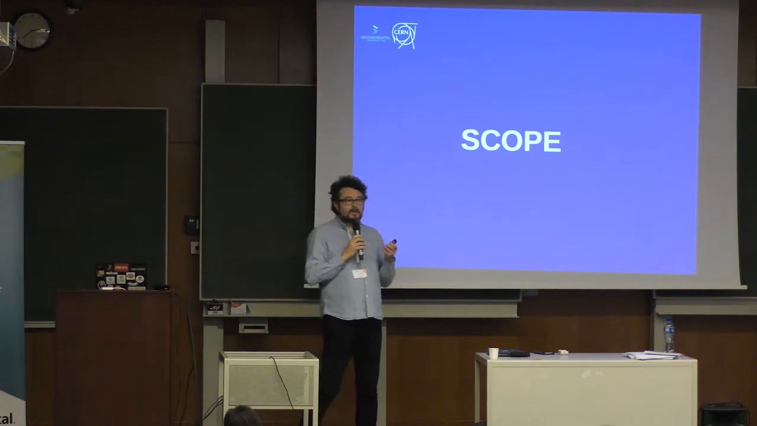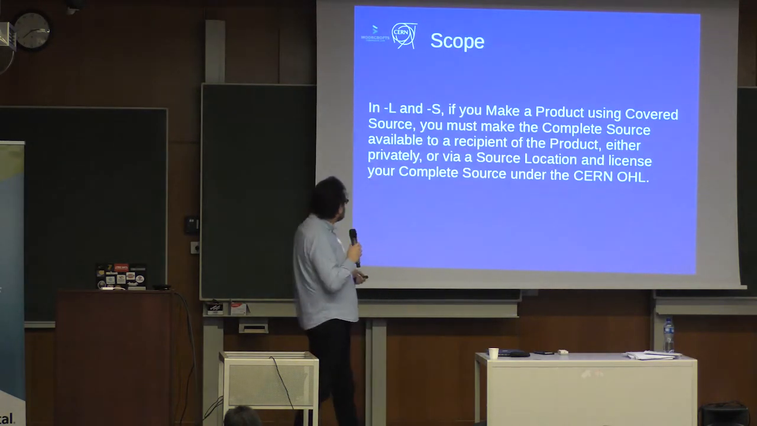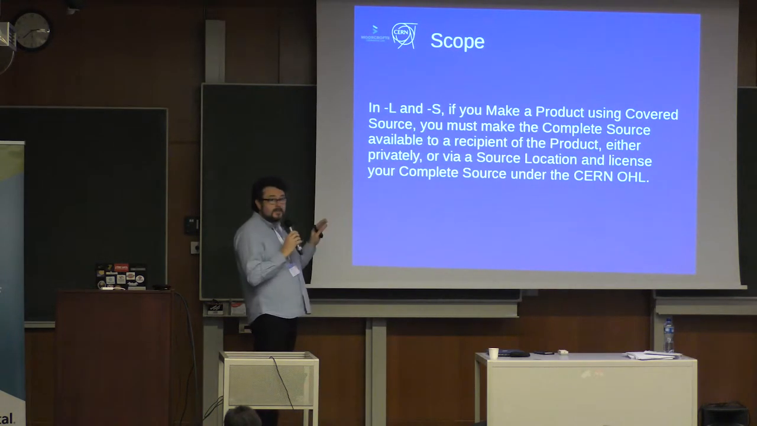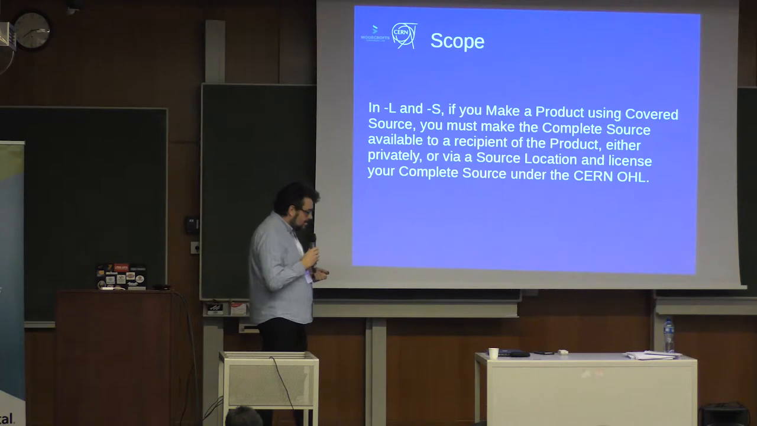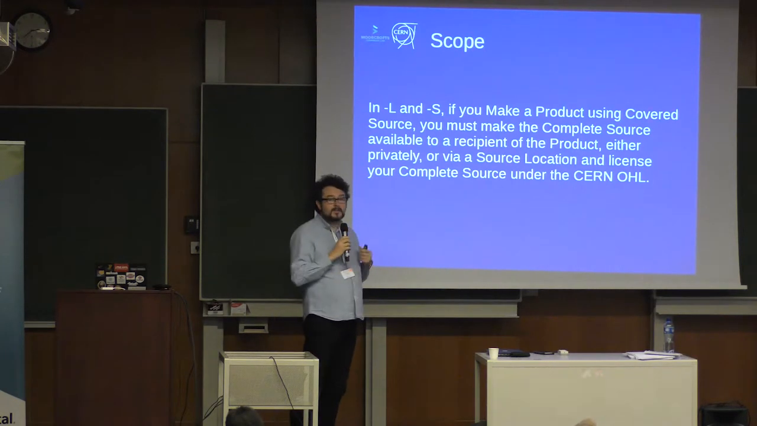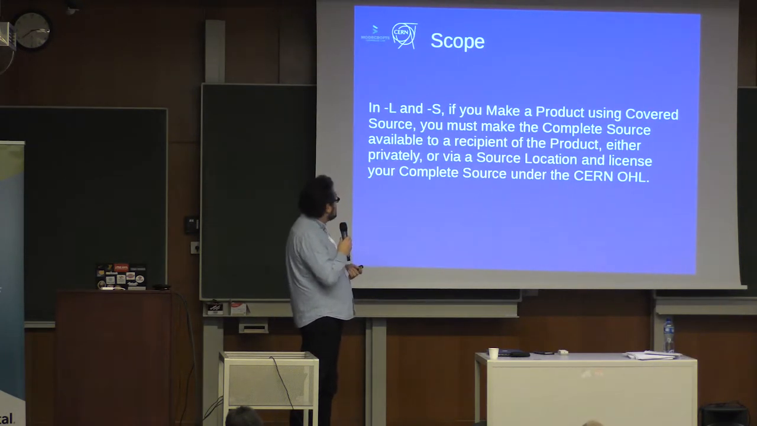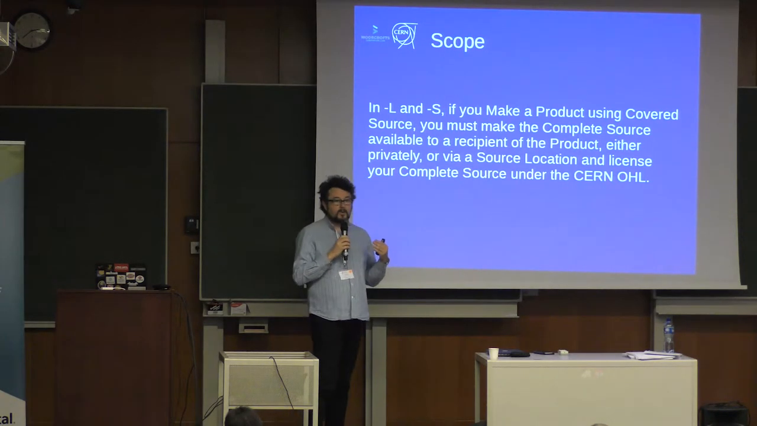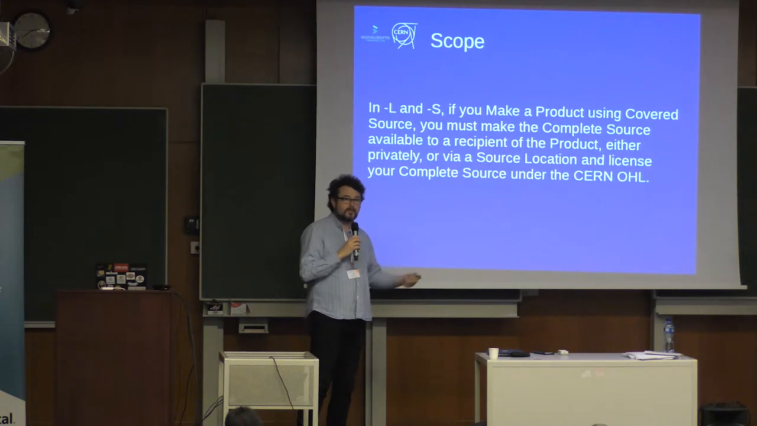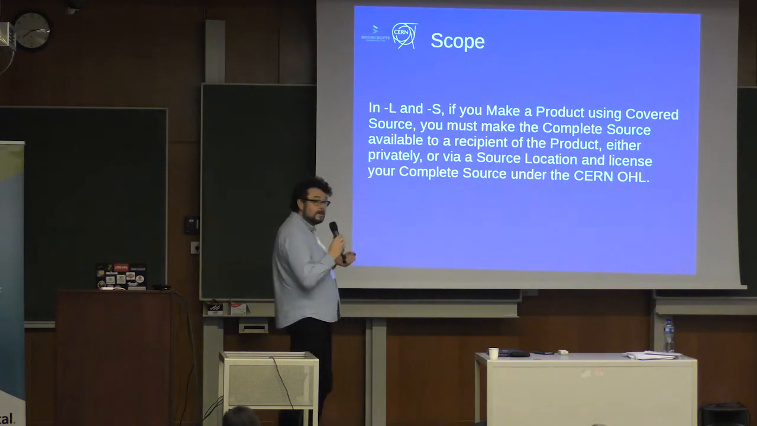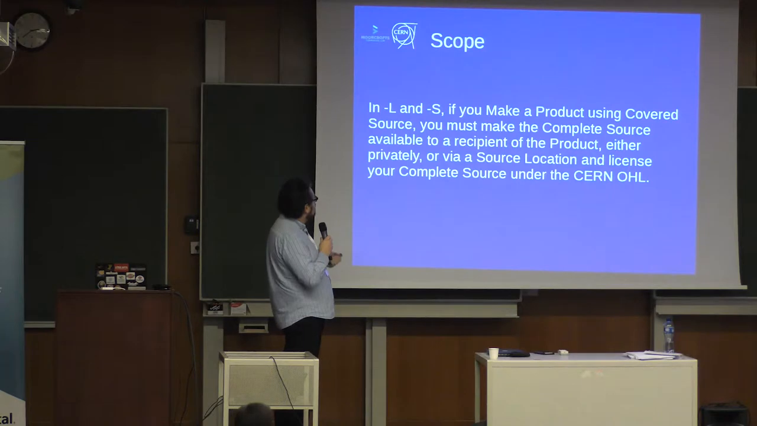So let's talk about the scope of the license. Now, this isn't a quote from the license itself, but it uses the license's terminology just so you can get a feel for that. So in the L and S variants, so those are the two reciprocal variants, if you make a product using covered source, you must make the complete source available to a recipient of the product. So if you distribute the product, you've got to make sure that the recipient has access to the complete source of it.